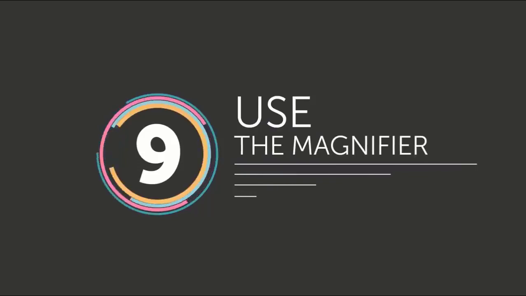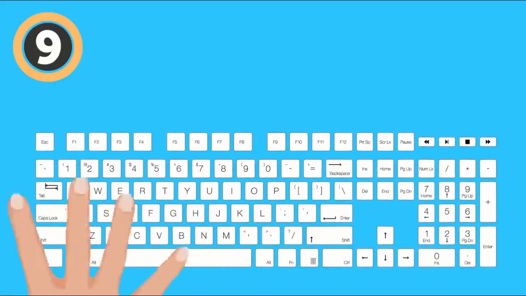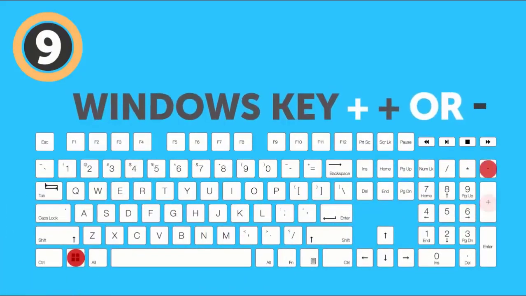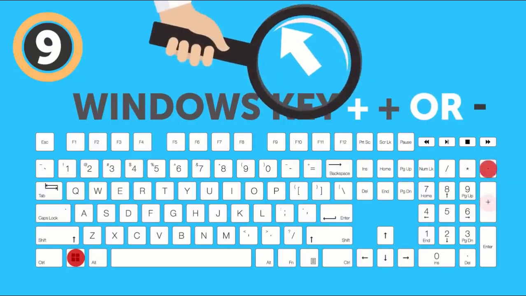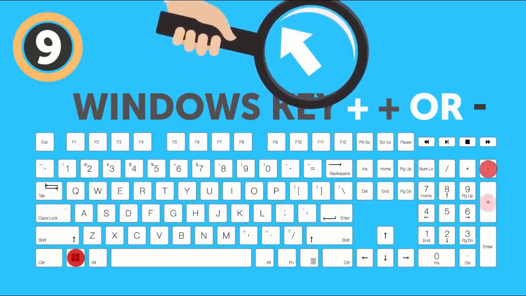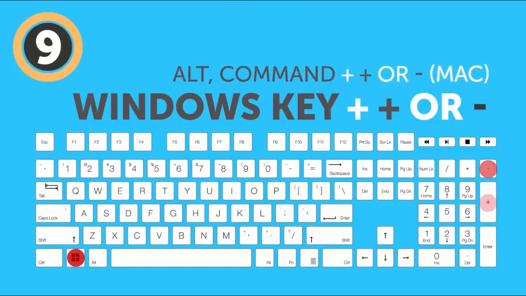Number 9. Use the magnifier. The Windows key, combined with the plus or minus key, will open the magnifier app, which allows you to zoom in and out wherever you point your cursor. The same goes for Mac OS, but you need to use the combination of Alt, Command, and plus to zoom.